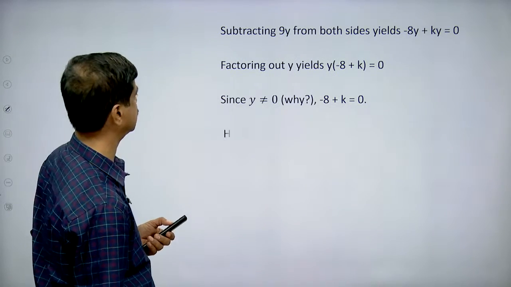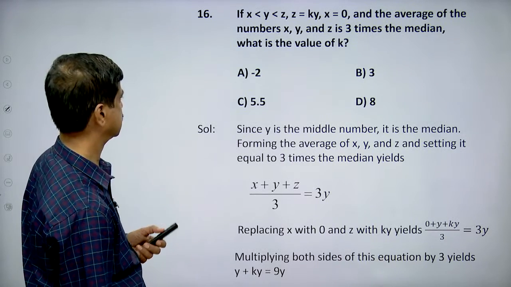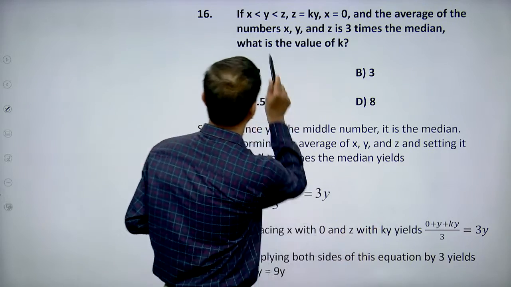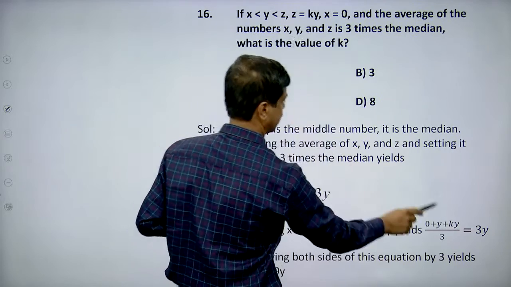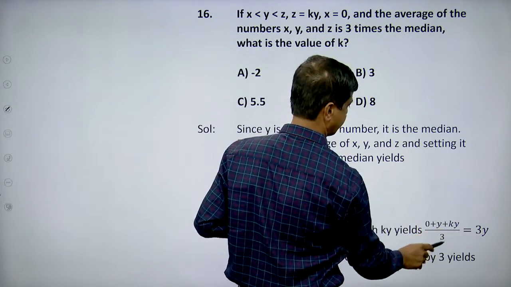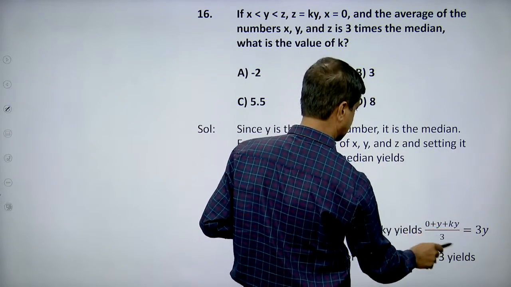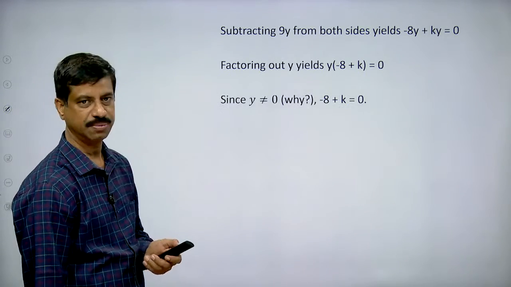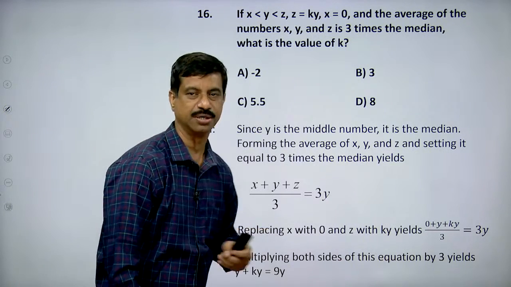Now what is it asking you to find out? Only the value of k. Yes, only the value of k. Right, children? I think you got it. X is 0, he said. X is 0, y is y, z is k. I have substituted into the average equal to 3 times the median. The median is y, so y gets cancelled. You will get k plus 1 equal to 9. K equal to 8. Right, children? So please note this previous page, then go to the next page. Quick.